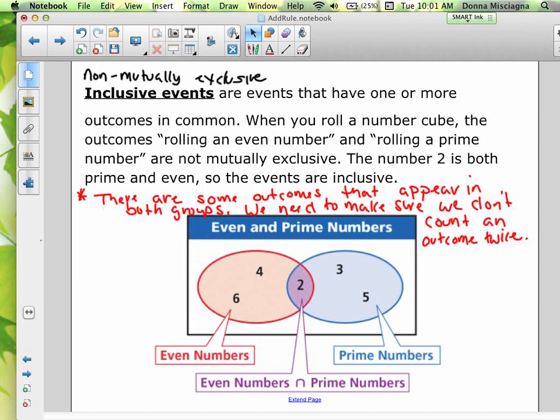Right, so that's why we're going to have to calculate the probability for non-mutually exclusive events differently than for mutually exclusive events. We want to make sure we don't count anyone twice. Right, and right now, 2 is sitting in both groups. It's an even number and it's a prime number. We'll calculate that probability in a little bit. But let's look a little bit more at non-mutually exclusive.